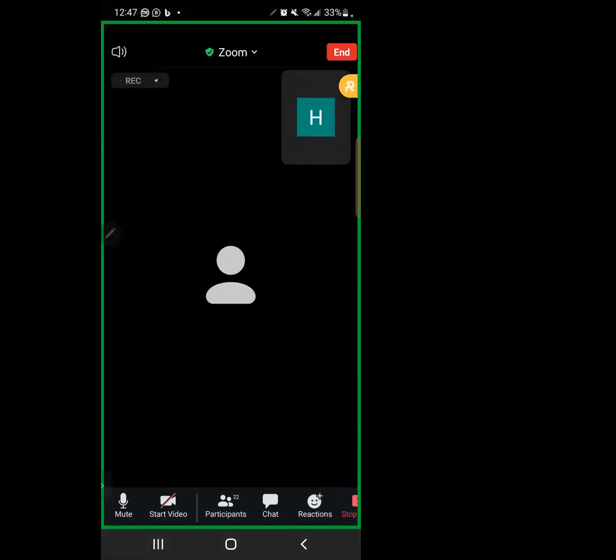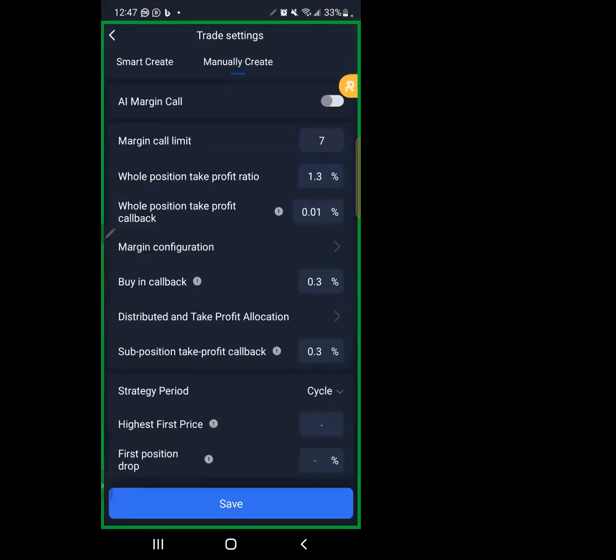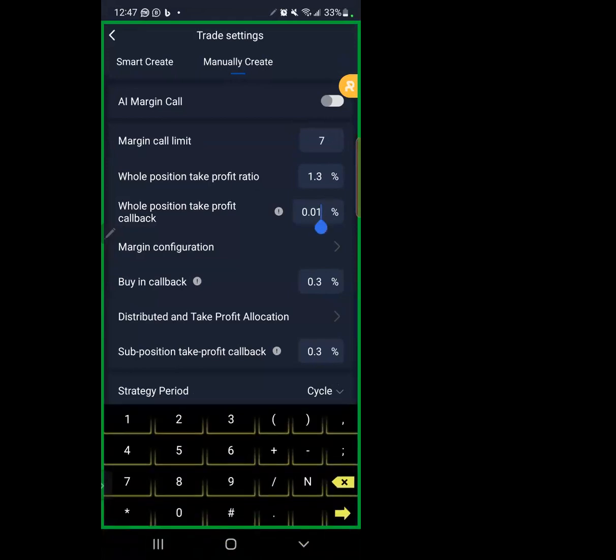So let's get back to our robot. The buying callback, give it 0.3. When you are trading a very volatile coin, give it 0.5. Don't exceed 0.5. The whole position take profit callback, give it 0.01. Why? We want our robot to sell immediately. Give it 0.01 or 0.1. If the coin is so volatile, you can even give it 0.2, like WorldCoin. You find that the robot is making good profits for you.